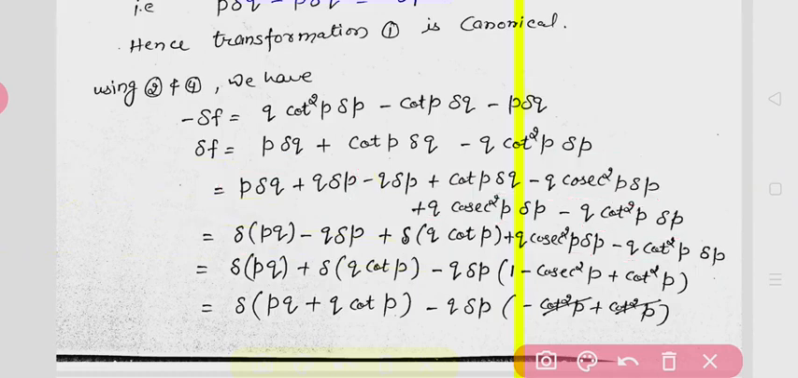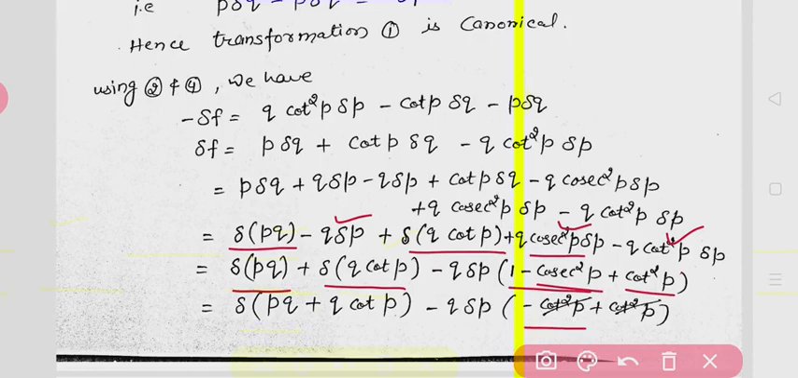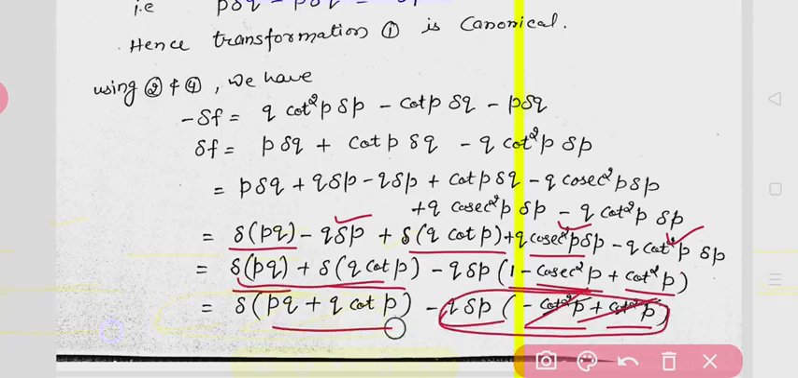Again, in all the terms you can check that this is the delta of p q. You just combine these terms, delta of pq plus delta of q cot p. I collect this term, and over here in this one and in this one, q delta p is common there, so I just write down minus q delta p times 1 minus cosecant square p plus cot square p, right? 1 minus cosecant square p is minus of cot square p, and plus cot square p, so that will cancel out. That will be 0 into something, that will be 0. And when you combine this term, this is delta of pq plus q cot p, okay.